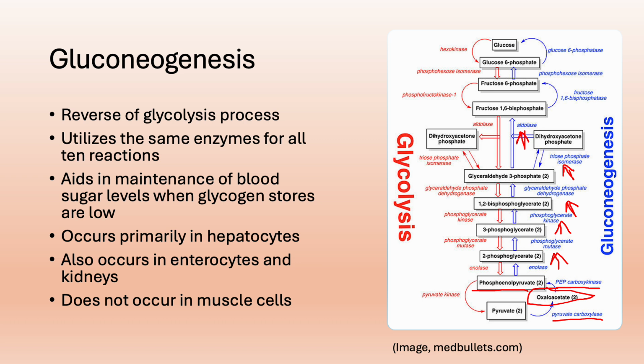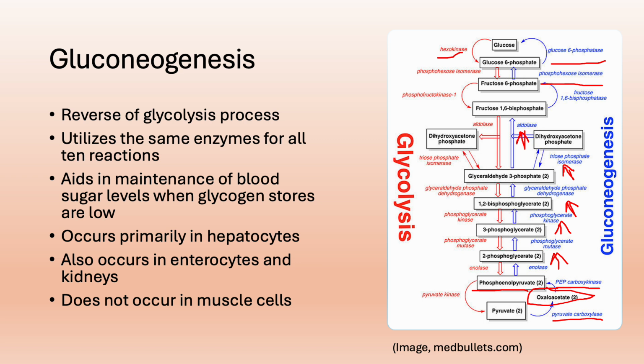Then we have another repeat enzyme, phosphohexose isomerase, catalyzing the next to last step. And finally, step 10, in which glucose 6-phosphate is converted to glucose by glucose 6-phosphatase rather than hexokinase. So these two are different.